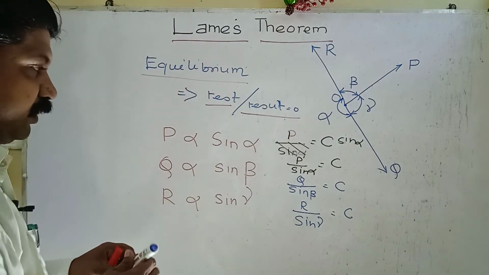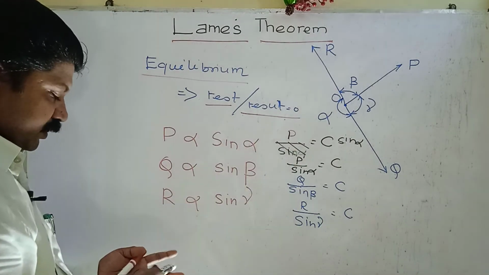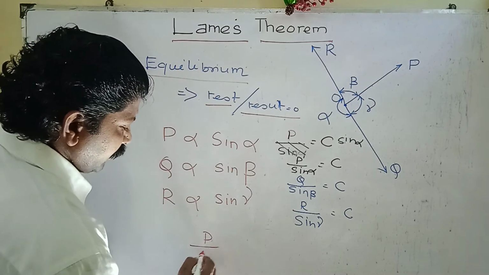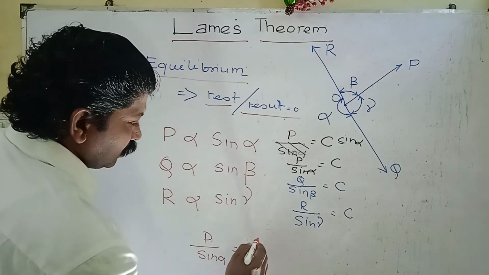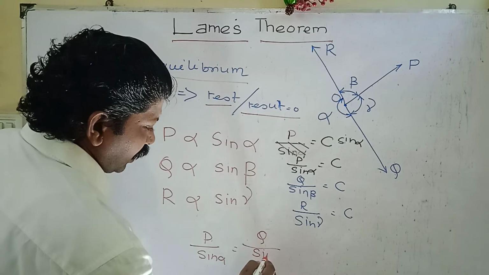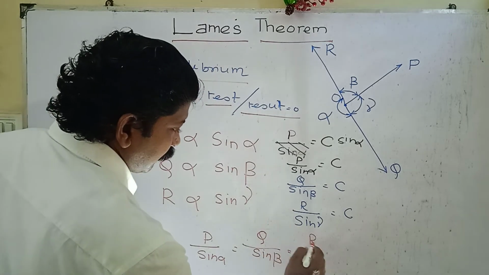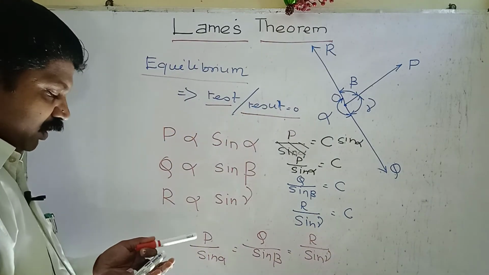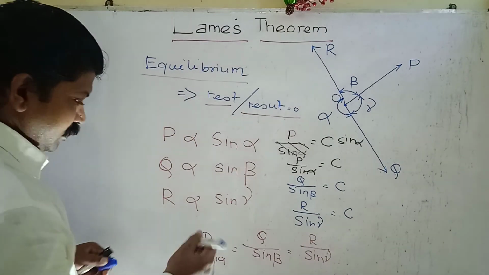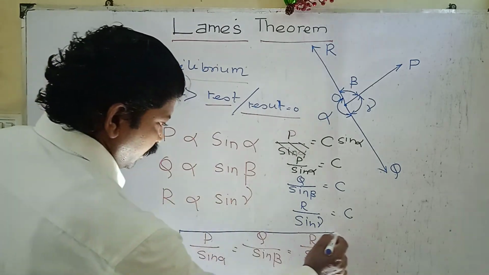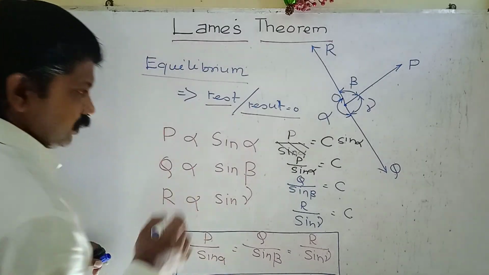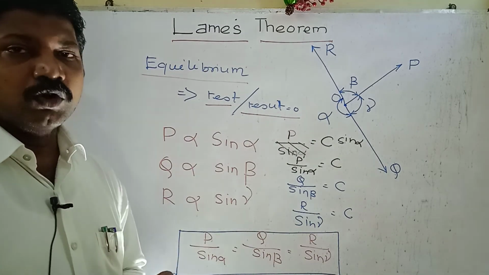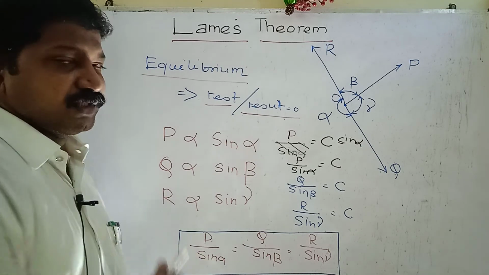So from these equations you have to equate the constant. So the final answer: P by sine alpha equal to Q by sine beta equal to R by sine gamma is the Lamè's theorem final equation. This is the Lamè's theorem final equation. Okay, in the next video we are going to solve more problems by using Lamè's theorem.